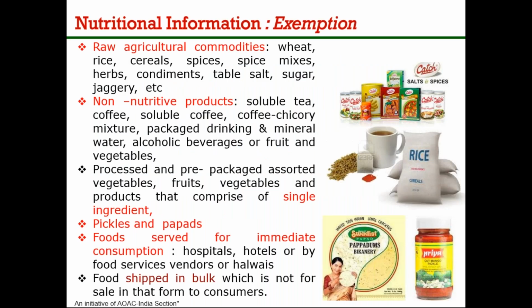So, which are the commodities which are exempt from nutritional information? Commonly, the raw agricultural products: wheat, rice, cereals, spices, spice mixes, table salt, sugar and jaggery. Non-nutritive products such as tea, coffee powder, coffee chicory mixture, packaged drinking water, mineral water, alcoholic beverages, and fruits and vegetables. Processed and pre-packaged assorted vegetables and fruits that comprise a single ingredient are exempt.